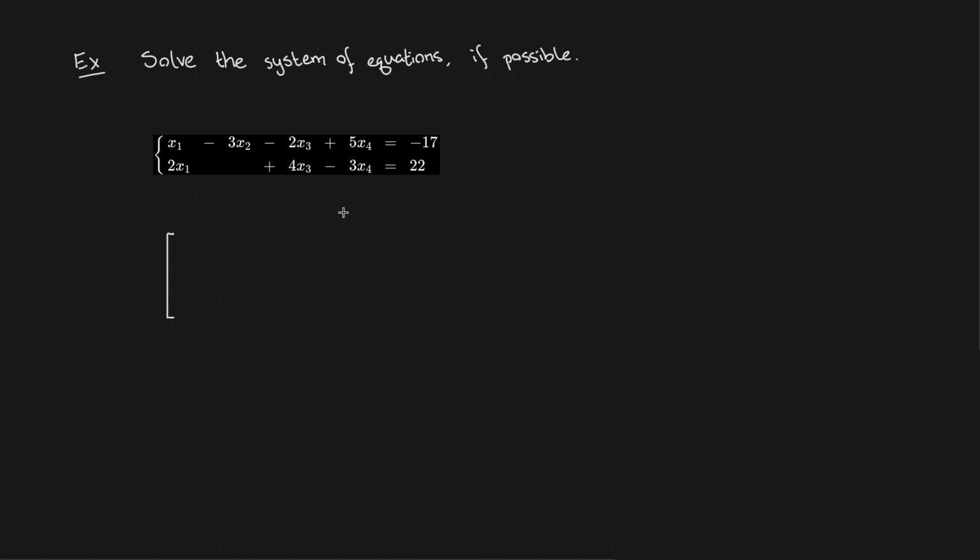First row is the coefficients of my first equation. So 1, -3, 2, 5, -17. And the second row are the coefficients of my second equation. 2, 0, 4, -3, 22.